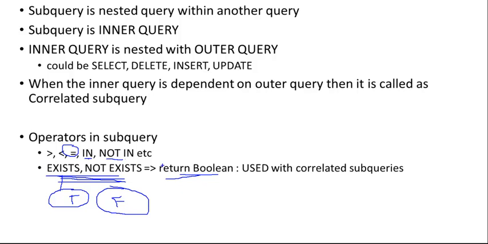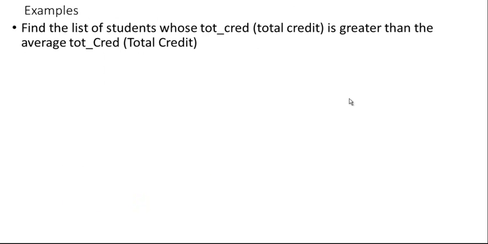Now an example of this: find the list of all the students who have taken total credit greater than the average credit. This is a very typical requirement. I want to know all the instructors whose salary is greater than the average salary. I want to know all the professors who teach more credit hours than the average. So I want all the students who have taken total credit more than the average.